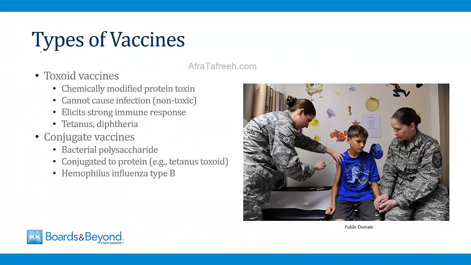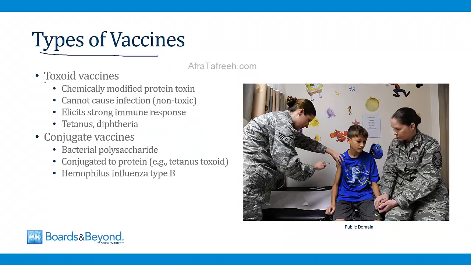Let's start by talking about the different types of vaccines, because if you understand how the different types of vaccines work, then it's easier to remember and to understand why some vaccines are safer than others. When you're trying to vaccinate against a bacterial infection, most vaccines fall into one of two categories.